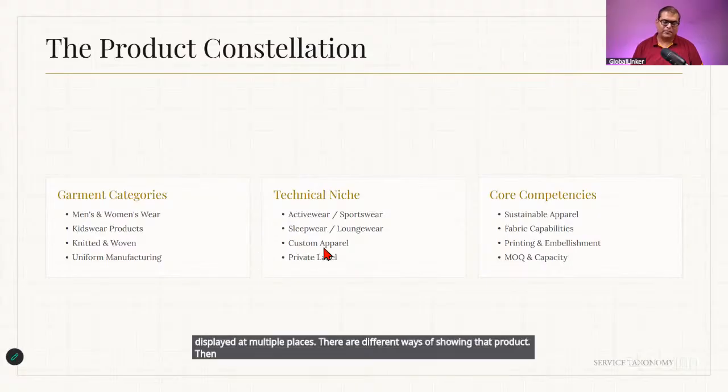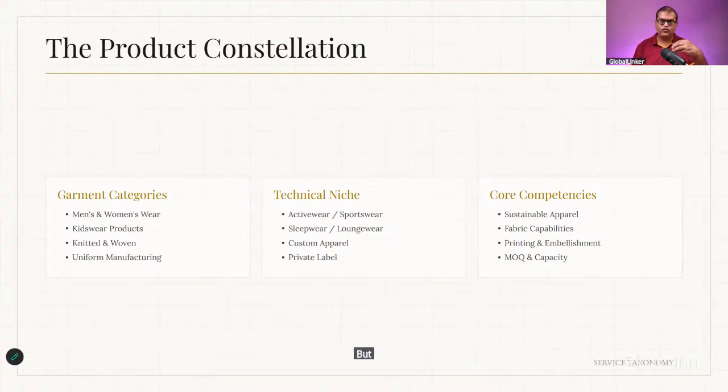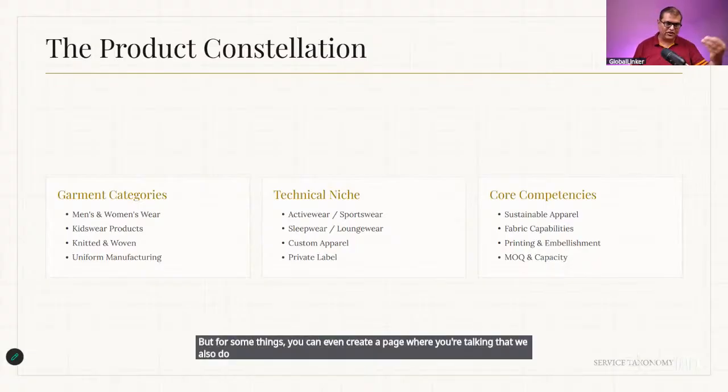Then you have custom apparel, based on the requirement. These may not be a product; this may be an information page saying that we also do custom apparel. So it essentially does not have to be a category page. If you have products, yes, certainly you should show them. But for some things, you can even create a page where you talk about how we also do custom manufacturing, these are examples of the products, and these are the clients for whom we have worked. Private labeling: if you are open to private labeling, you should be adding that to all the products, in fact to the product title also. And you can even have a page around that.